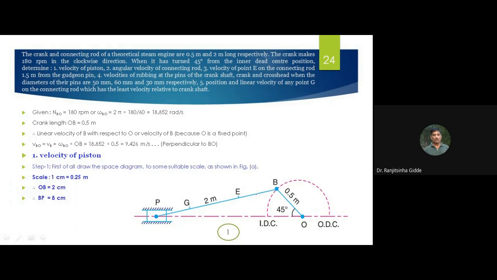So you can draw connecting rod, show point E, show point P, show point B, and this O, and this angle 45. So this is first step. So I request all the students, they should draw this space diagram or the configuration diagram. They should not draw this G point. Only you can draw whatever remaining by excluding the G. Draw this space diagram. Write these steps.